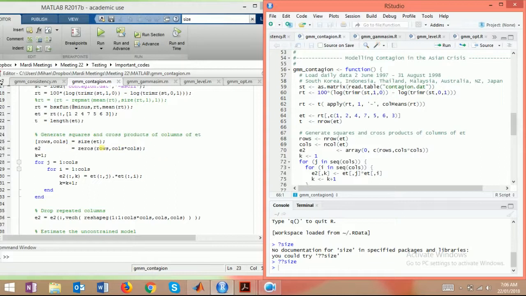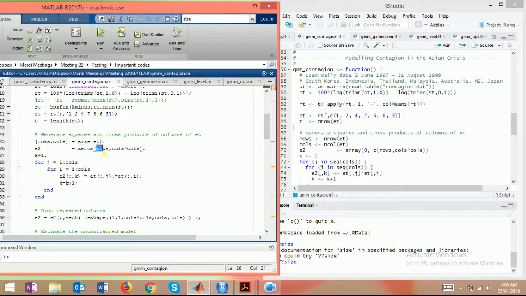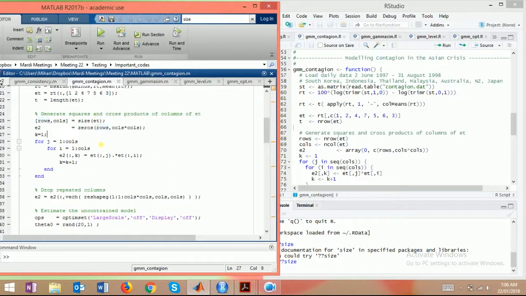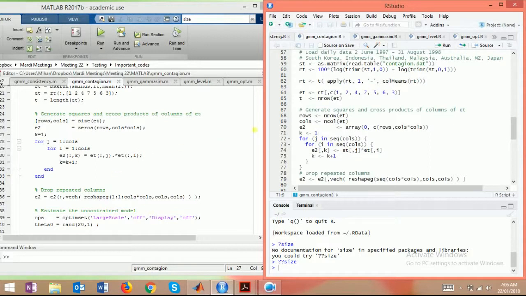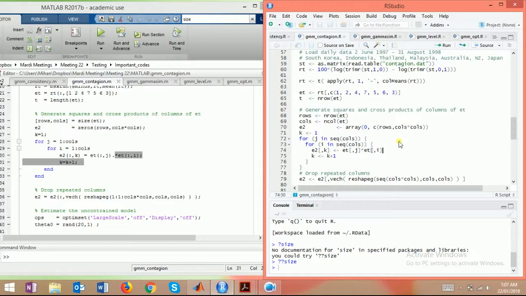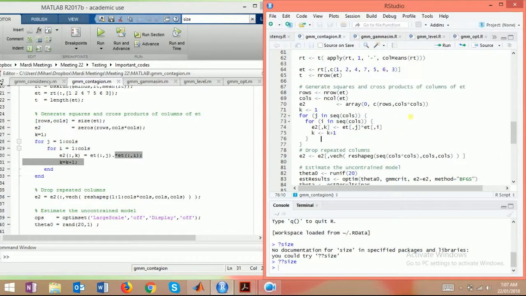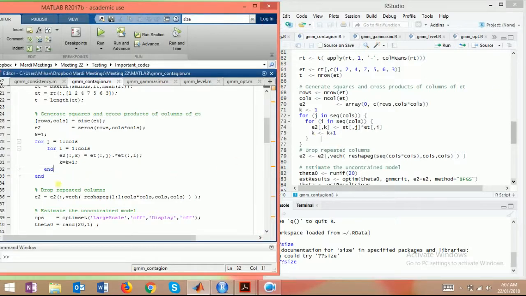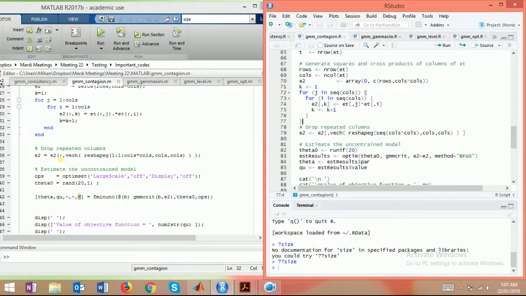Then we do just like before, squares and cross products. Rows and columns will come from the size of ET. Then E squared is zeros, because we're going to square the residual, with number of rows and columns for the squared and cross products. So K equals 1, that will continue to update. For J in sequence of columns, then for I in sequence of columns, all rows, K equals 1, that will update as KK plus 1. All rows of J multiplied by TT, all rows of I, squared. KK plus 1, it will end, and drop repeated columns, right?